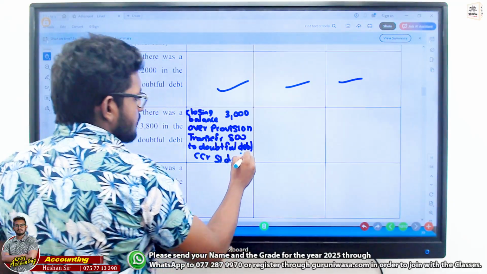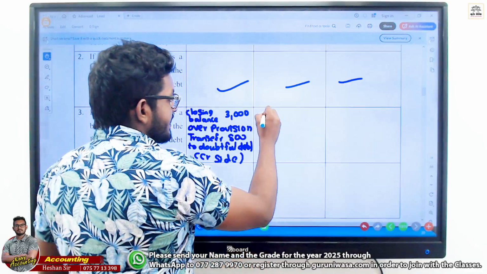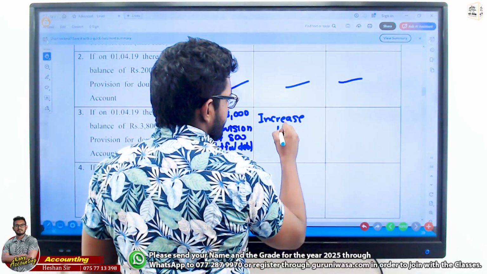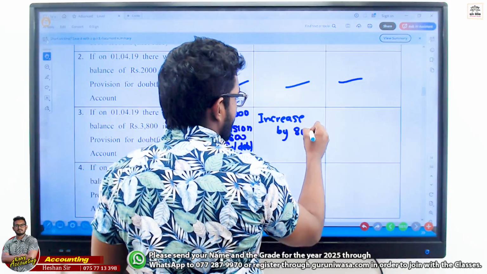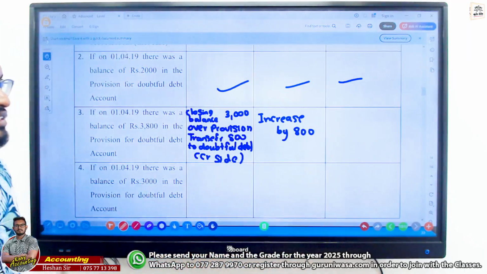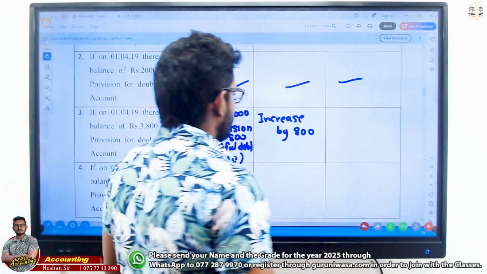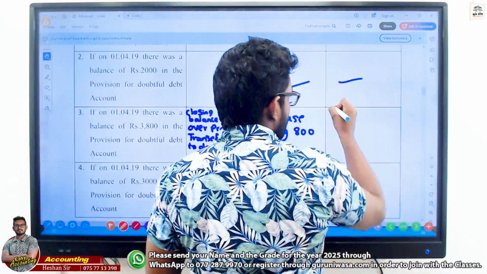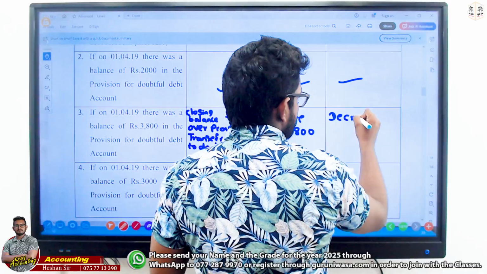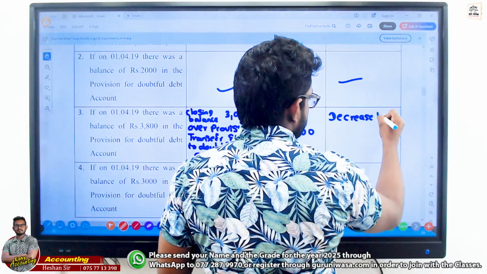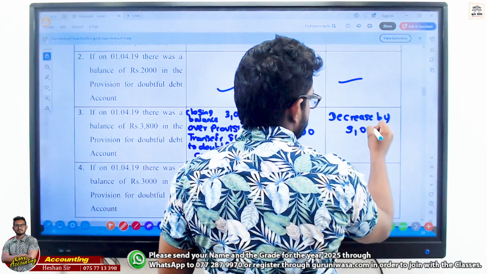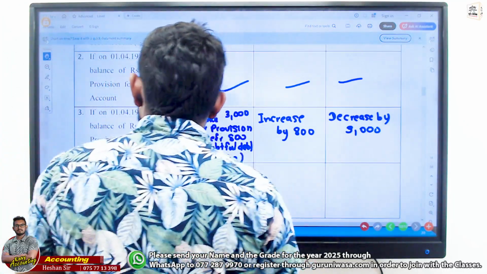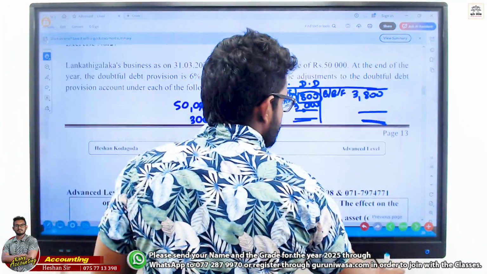When it comes to impact on profitability, profitability increased by 800. Expense again minus, increased by 800, like putting other income. Understood? Debtors same thing. Closing balance again, we reduce debtors. Debtors decrease by 3,000. Right? If there's a balance of 3,000, next one.